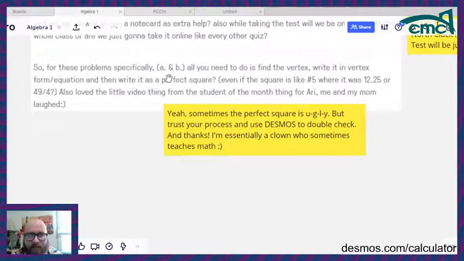Okay, so for these problems specifically, A and B, all you need to do is find the vertex, write it in vertex form in the equation, and then write it as a perfect square, even if the square is like number 5 where it's 12.25 or 49 fourths.